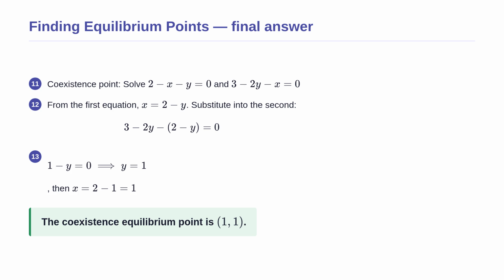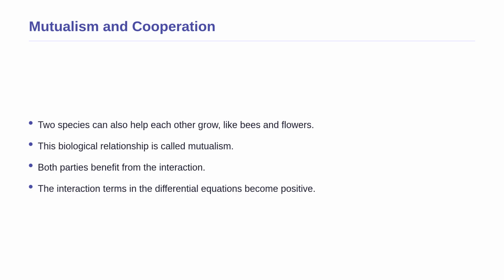Physically, this means if the environment has exactly one unit of each species, they will perfectly balance each other out forever. So, we have proven that coexistence is possible under competition. This brings us to a different scenario.